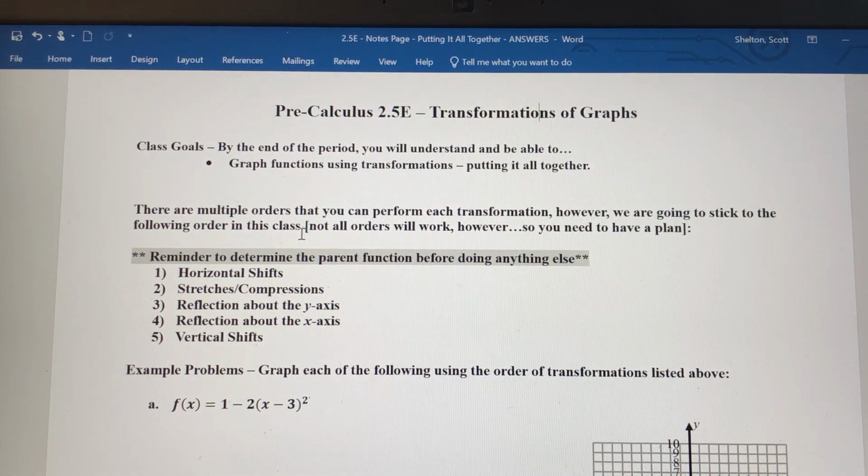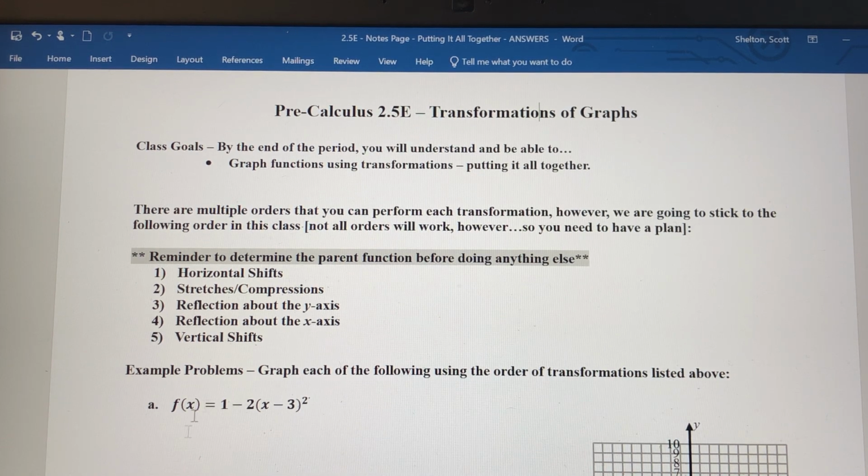First thing, remember, there's a lot of different orders that are going to work here, okay? There are multiple orders in which you can perform each transformation, okay? But you got to be careful. Not every transformation can be given in any order. You don't want to do some transformations before others. So what I'm going to do is give you a set plan for how to go through these transformations, okay? So first thing, reminder to determine what the parent function is before you do anything else, okay?